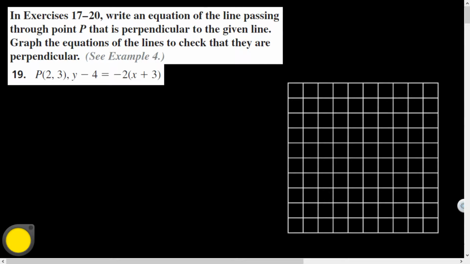Greetings and welcome, friends. We're taking a look at page 160. We're talking about equations of parallel and perpendicular lines. Specifically, in this homework assignment, we were talking about perpendicular lines.